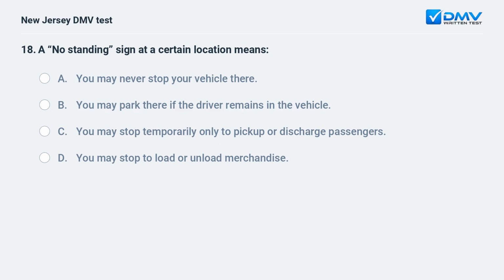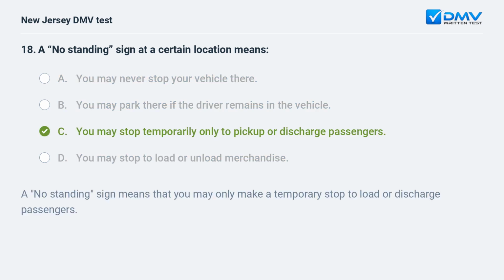A no standing sign at a certain location means A. You may never stop your vehicle there. B. You may park there if the driver remains in the vehicle. C. You may stop temporarily only to pick up or discharge passengers. D. You may stop to load or unload merchandise. C. You may stop temporarily only to pick up or discharge passengers. A no standing sign means that you may only make a temporary stop to load or discharge passengers.